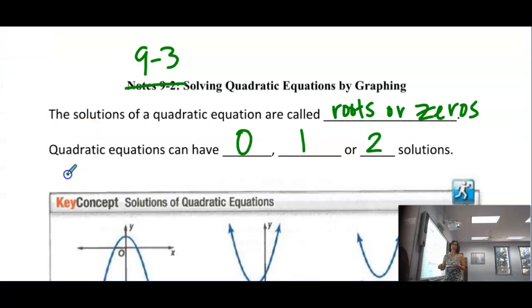Okay, we have another short lesson. This is 9-3. 9-3 has to do with how many solutions am I going to have? Okay, how many solutions am I going to have? So based on our graphs, our solutions are called roots or zeros, and that's important for when you get into higher level classes. Quadratic equations can have 0 solutions, 1 solution, or 2 solutions, and here's how we find them.